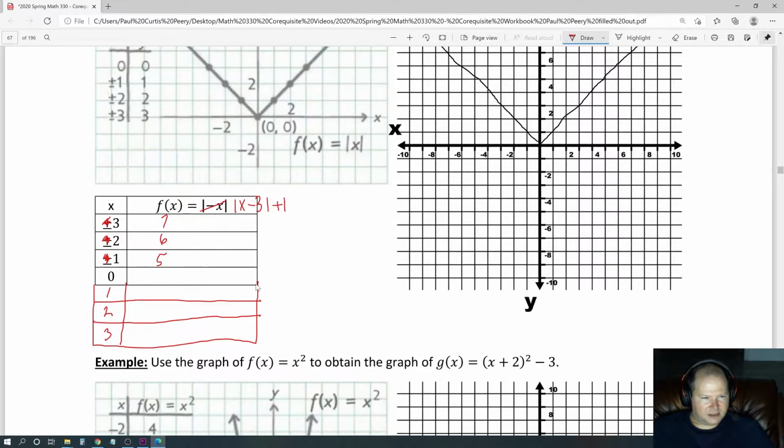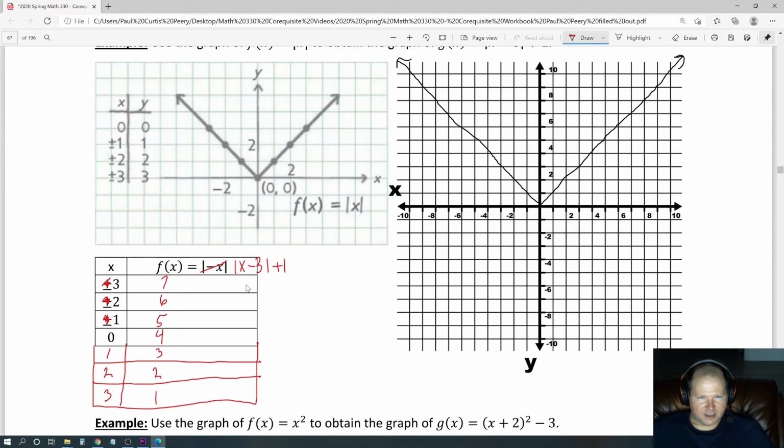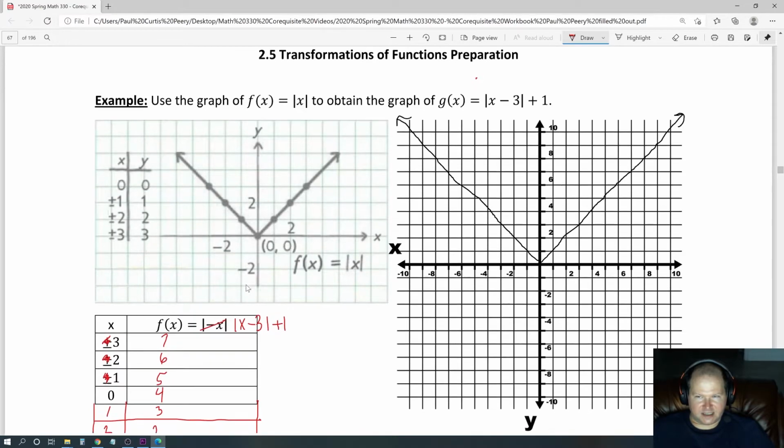And so on and so forth, right? So 0, 0 minus 3 is negative 3. Absolute value of negative 3 is positive 3. Positive 3 plus 1 is 4. 1 minus 3 is negative 2. Absolute value of negative 2 is positive 2. Positive 2 plus 1 is 3. And hopefully you see the pattern now. 2 minus 3 is negative 1, absolute value is positive 1, plus 1 is 2. And 3 minus 3 is 0, 0 plus 1 is 1. So on and so forth. I probably don't have enough points there, but hopefully you get the point that was being made there.